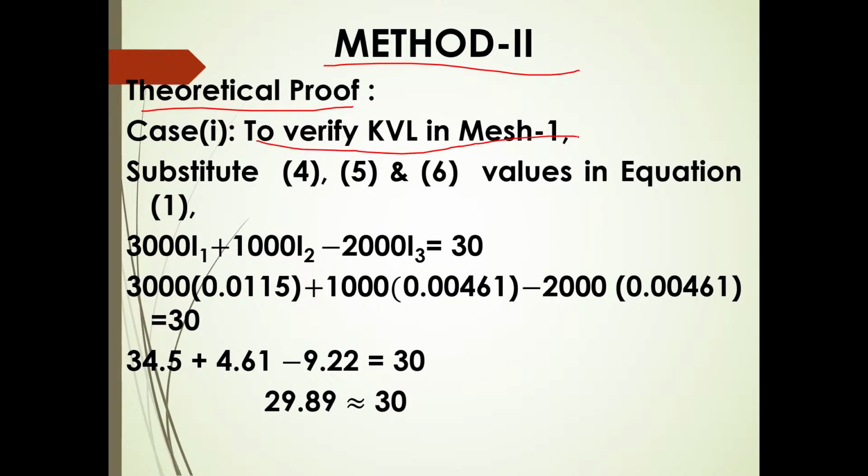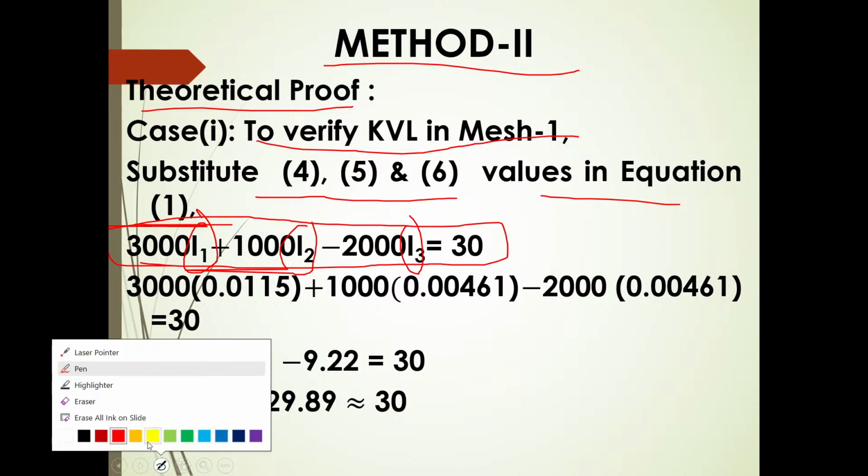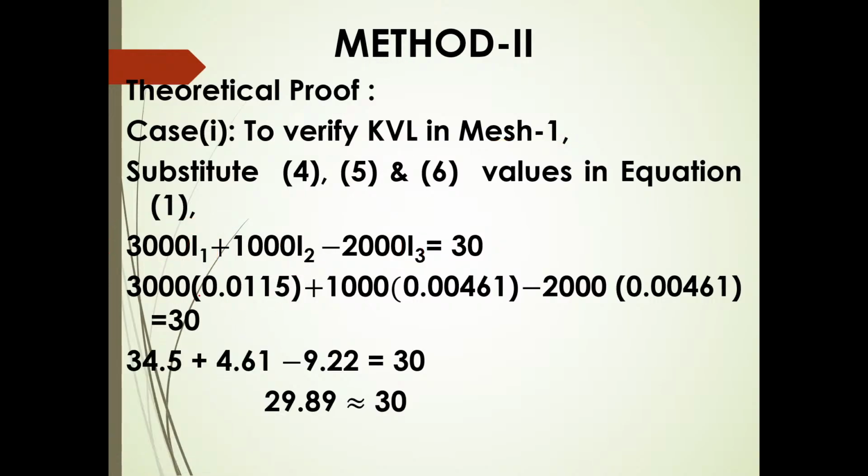So applying KVL in mesh 1. Substitute equation 4, 5 and 6 values in equation 1. You already have equations 1, 2, 3. Equations 4, 5, 6 are the I1, I2, I3 values. So this is our equation 1. In this equation, substitute the I1 value, I2 value and I3 value simply.